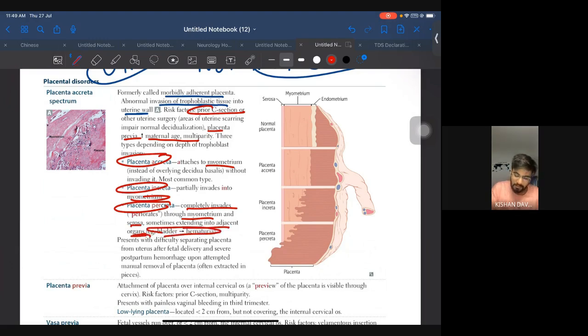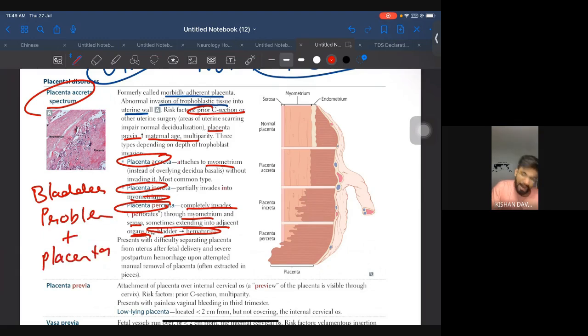organ, bladder. So, if they want to ask you about this, most commonly they will give you the bladder problem along with placenta problem. Okay, and in the option, they will say that placenta has attached and invaded the entire myometrium. Okay, this line will be given. So this is what you have to remember here, just the definition. Okay, so let's see. Presents with difficulty separating placenta from uterus after fetal delivery and severe postpartum hemorrhage upon attempted manual removal of placenta. Okay, this is common in all of them. It is placenta pathology, so this is going to be common in everything.